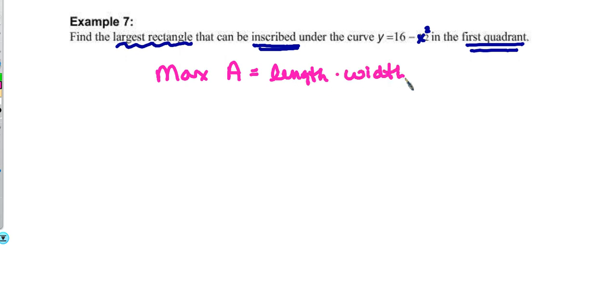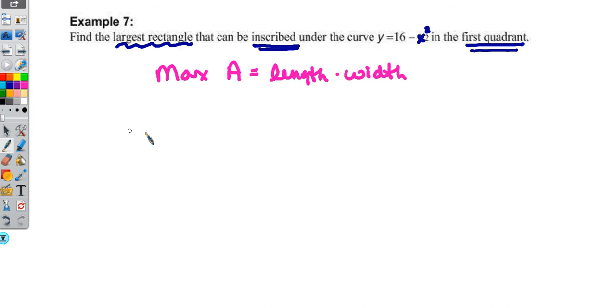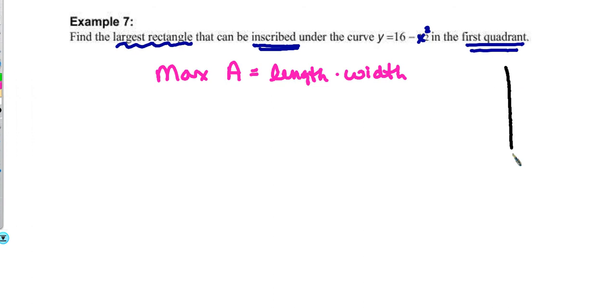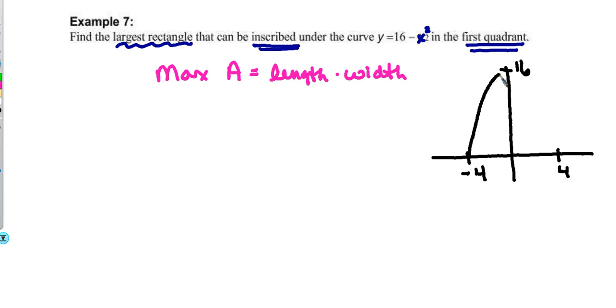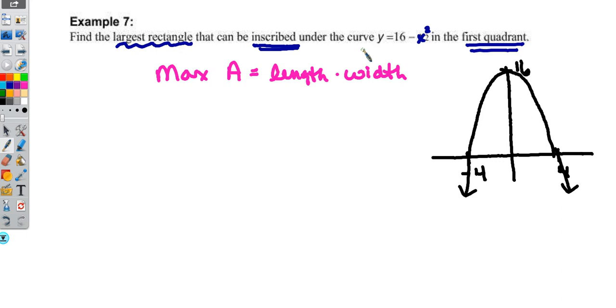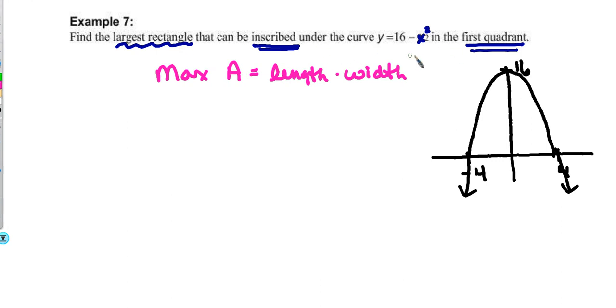Now, in a lot of these problems, it may be helpful to draw a picture, so that we can see what we're looking at and help identify our variables. Now, when I draw this in, 16 minus x squared has x-intercepts at -4 and 4, and a y-intercept of 16. So we just have a nice upside down parabola. I guess technically I'll keep it going there. And we are going to be inscribing a rectangle in the first quadrant.